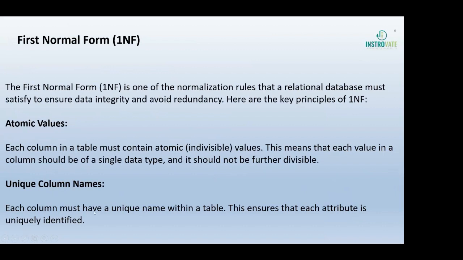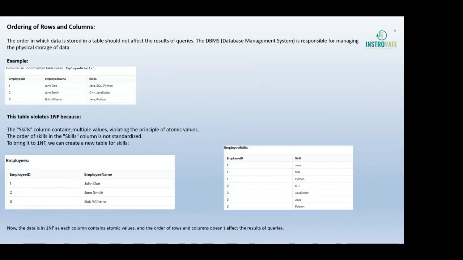So you should not have a column like, if I have a column student marks, and after two or three columns I have one more column as student marks. It should not be there. I should only have a unique name for each column within a table. This ensures that each attribute is uniquely identified. So let's see from the example.